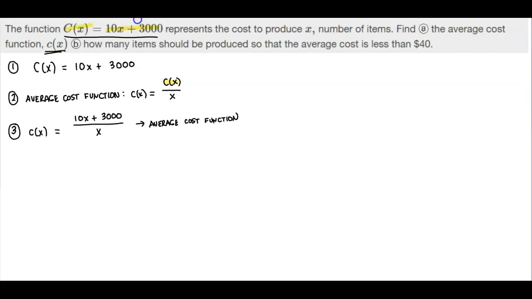Now, in part B, it asks how many items should be produced so that the average cost is less than 40. What that tells us is that we want to take the average cost, which is lowercase c(x), and make it less than 40. So we replace c(x) with the function we just created, (10x plus 3,000) divided by x, and set that to be less than 40.